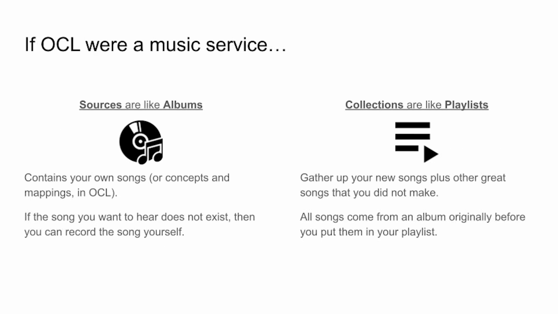So now, let's do a fun little analogy. We're going to pretend that OCL is a music service. And in this analogy, sources are like albums. They contain your own songs, or in OCL, they're concepts and mappings. If the song that you want doesn't exist, then you can record the song yourself, or in OCL terms, you can create the concept or the mapping. Collections, on the other hand, are like playlists. They let you gather up your new songs plus other great songs that you didn't make. All songs eventually have to come from an album before you can put them in your playlist. And then once you have your playlist ready, you can put it to use for that particular purpose.